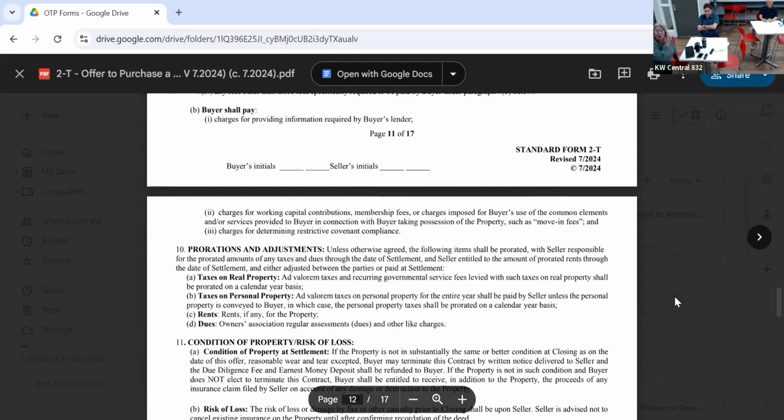Buyer shall pay for charges for providing information required by buyer's lender, charges for working capital contributions, membership fees, or charges imposed for buyer's use of the common elements and or services provided to buyer in connection with buyer taking possession of the property, such as move-in fees, and charges for determining restrictive covenant compliance.